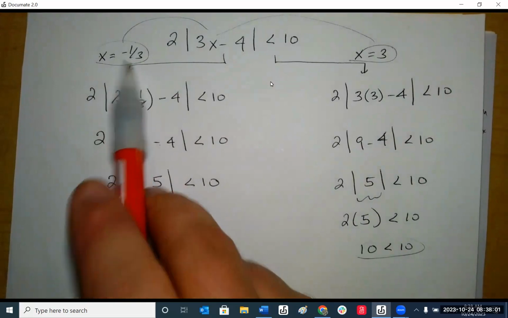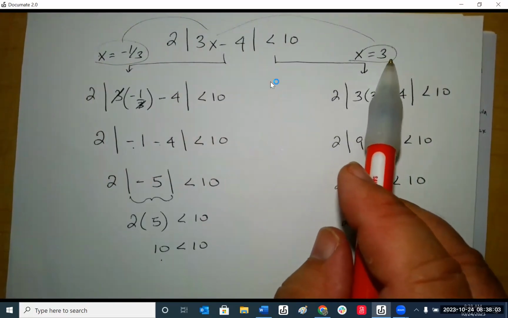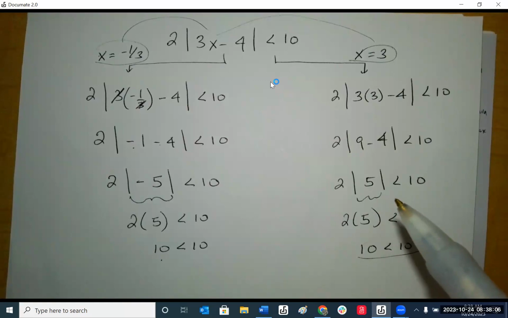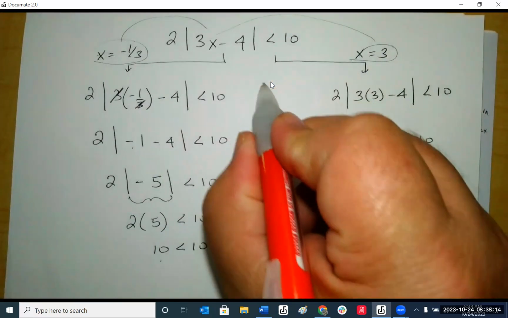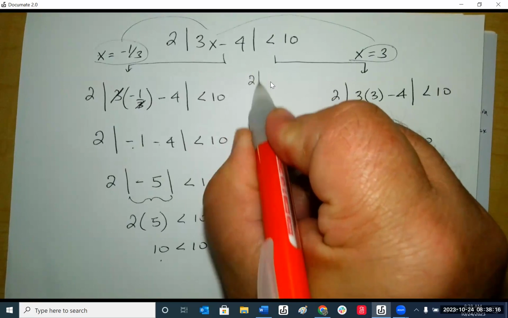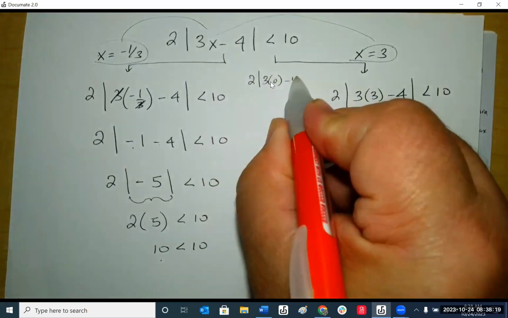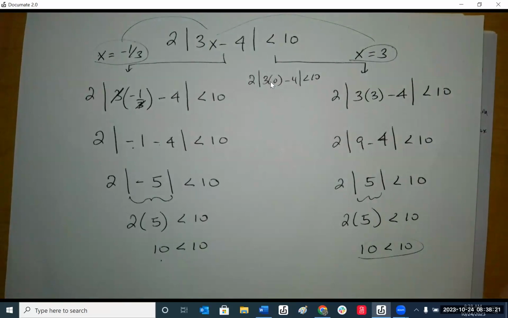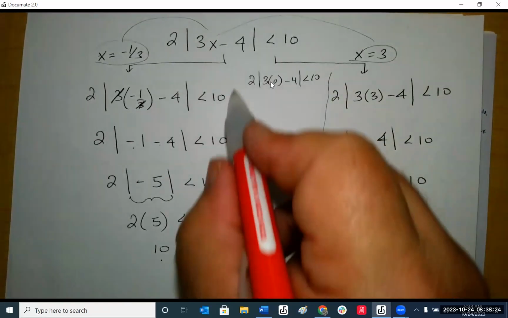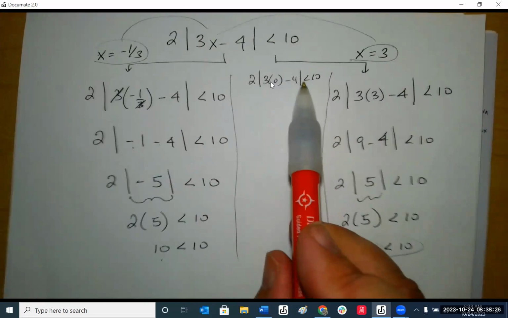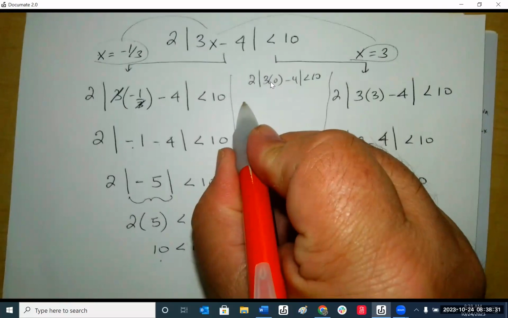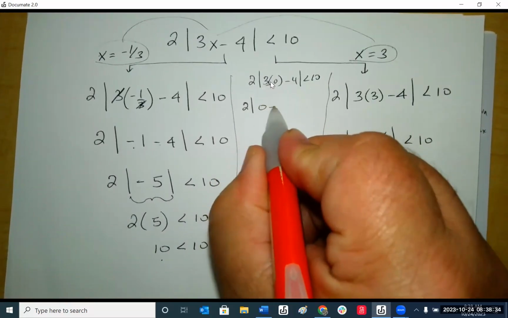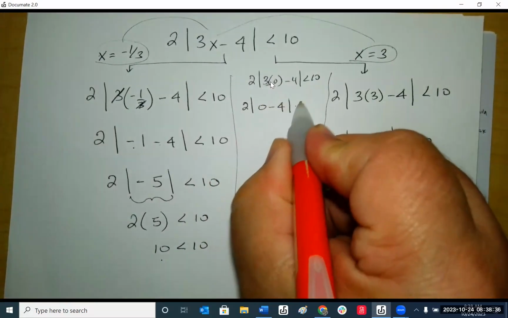What number is between negative 1/3 and 3? That's easy to use. Even easier, 0. If you can use 0, always use 0. But no, 1 would have worked also. So we use 0. So we have 2, 3 times 0 minus 4 is less than 10. Because if this number is less than 10, we're good to go. 3 times 0 is 0, minus 4 is less than 10.